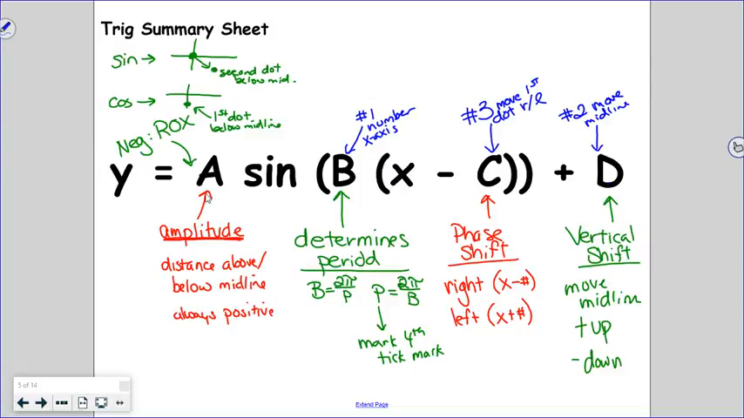Move my first dot right or left, wherever that needs to start. Okay, and then the last thing I look at is my amplitude. And again, that's how far above or below my midline I'm going to graph as I go.